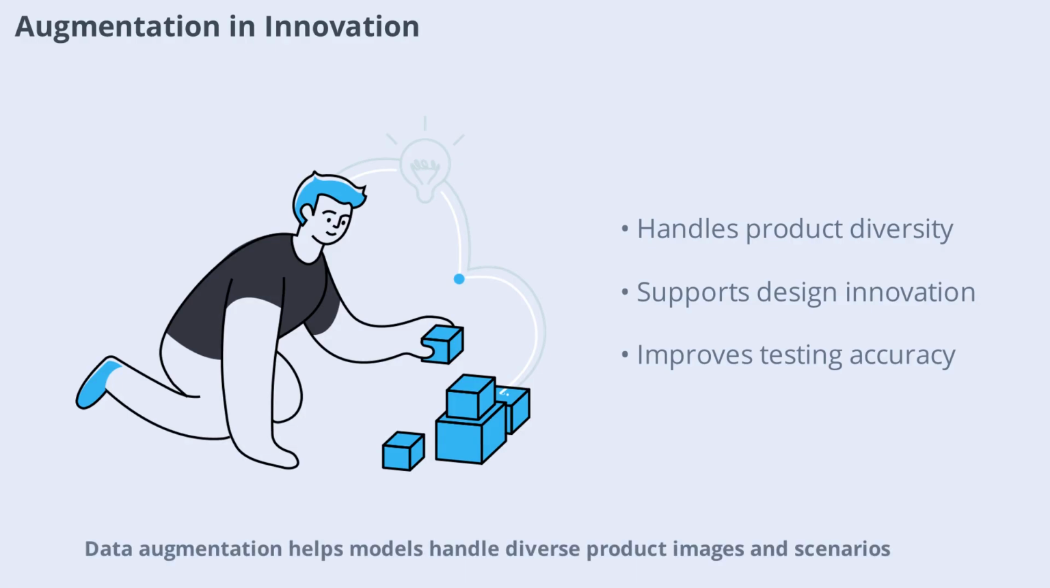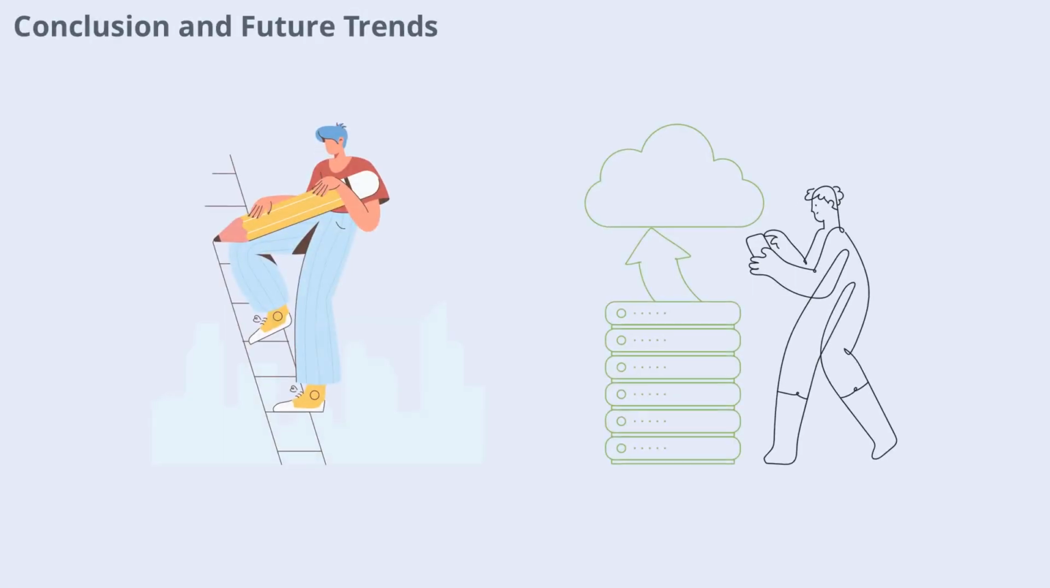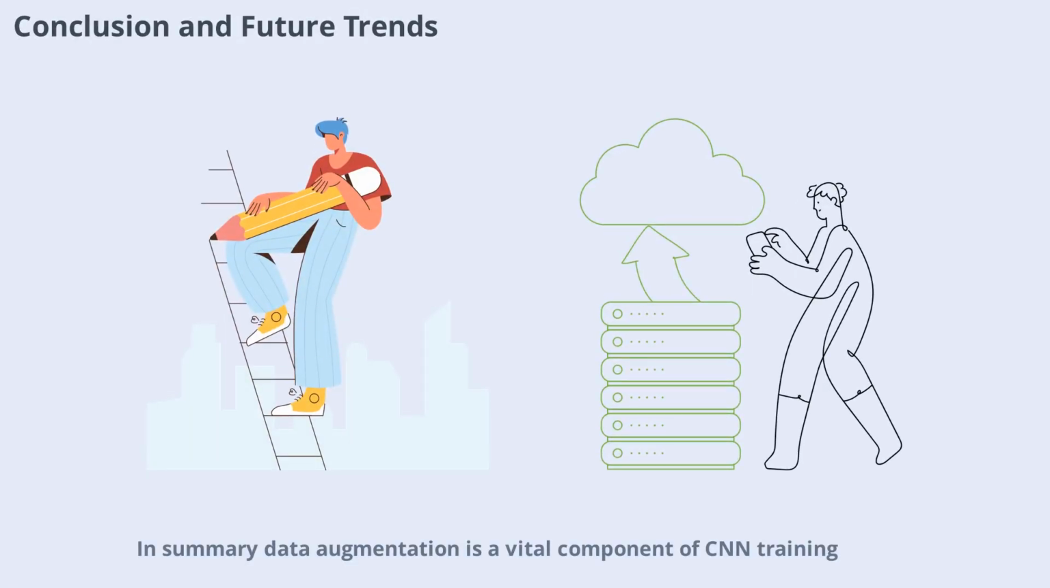Data augmentation helps models handle diverse product images and scenarios, ensuring accurate analysis and supporting innovative product design and testing processes. Summary: data augmentation is a vital component of CNN training, enabling models to learn from diverse and realistic data.